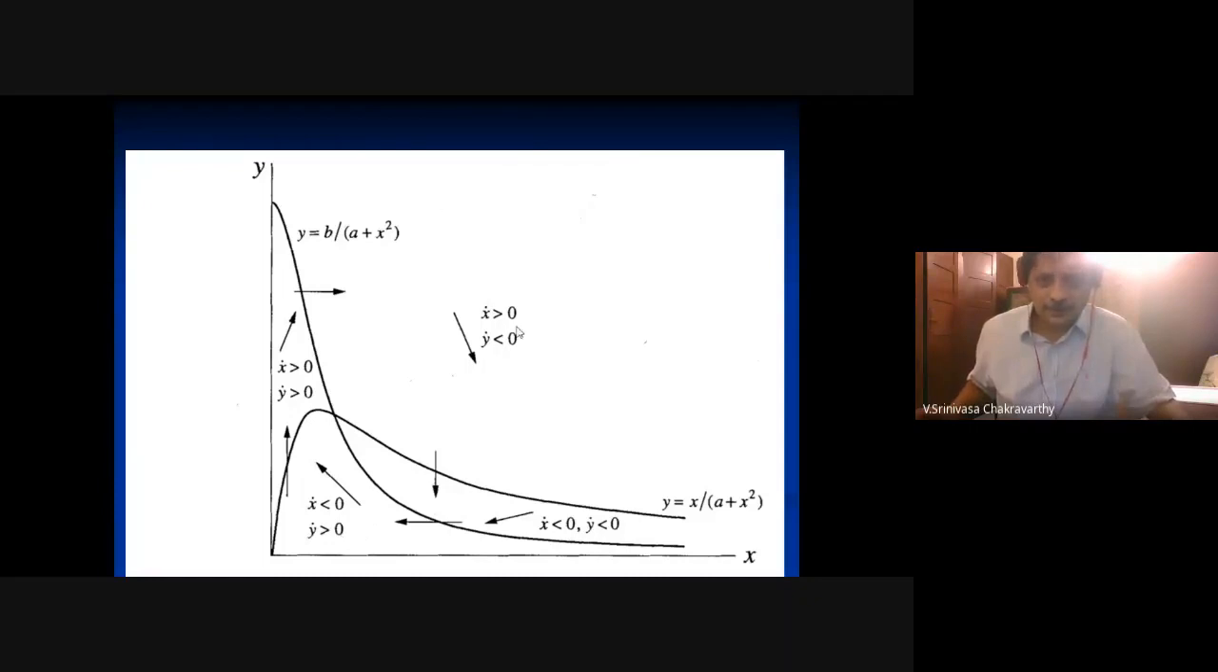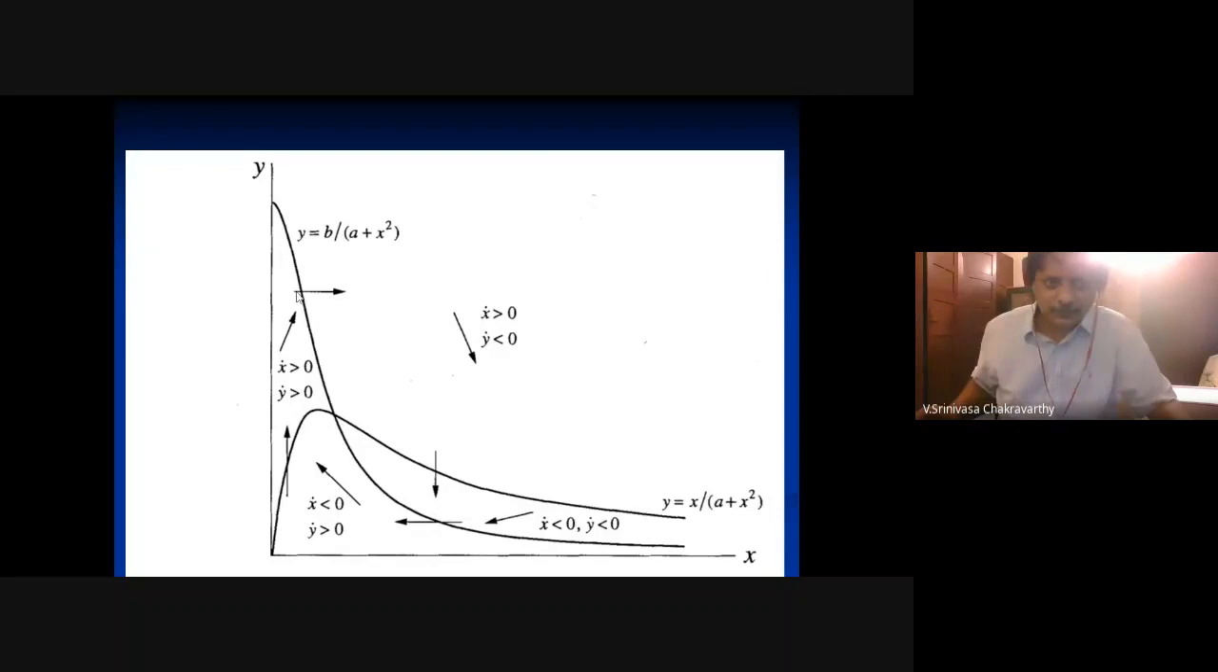That is, in this part, x dot is positive, y dot is negative, right? So which means flow is rightwards and downwards. In this region, x dot is negative, y dot is also negative. So its flow is leftwards and downwards. In this, x dot is negative, y dot is positive. So its flow is leftwards and upwards. In this part, both x dot and y dot are positive, which means flow is rightwards and upwards. So you can see that there is a kind of a nice circulation of flow.